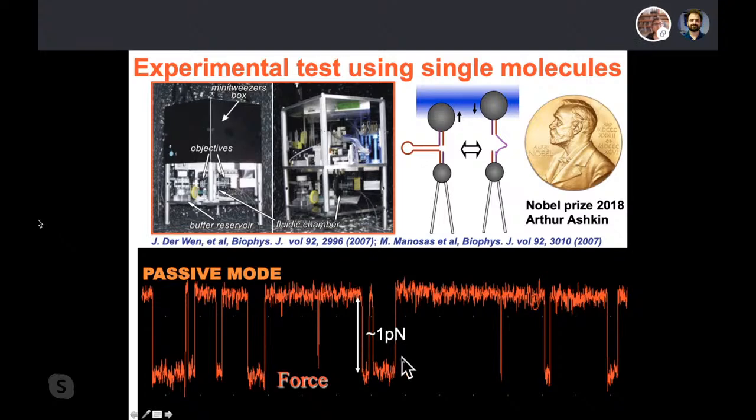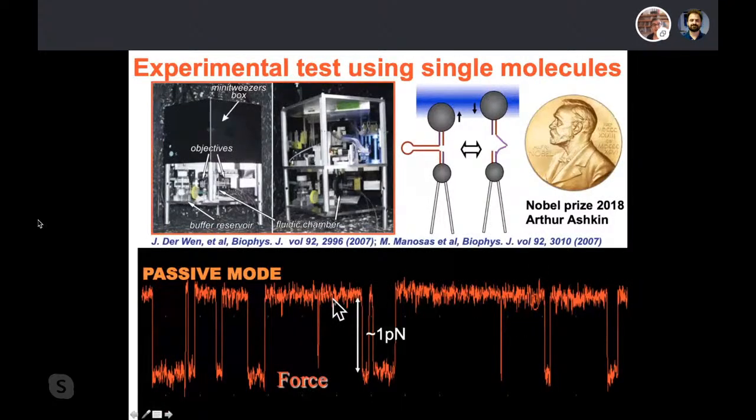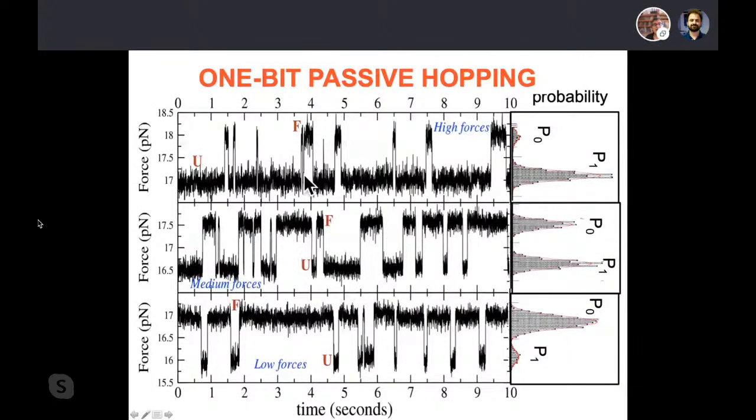And it would be the same if you were to make a record of zeros and ones. Here in this SZILARD, you would observe this dichotomic signal. But here I'm measuring explicitly, okay? Now what we did is we characterize this SZILARD.